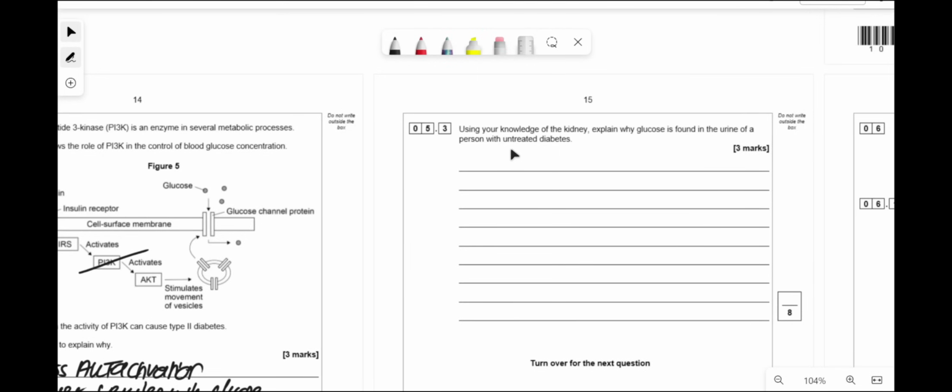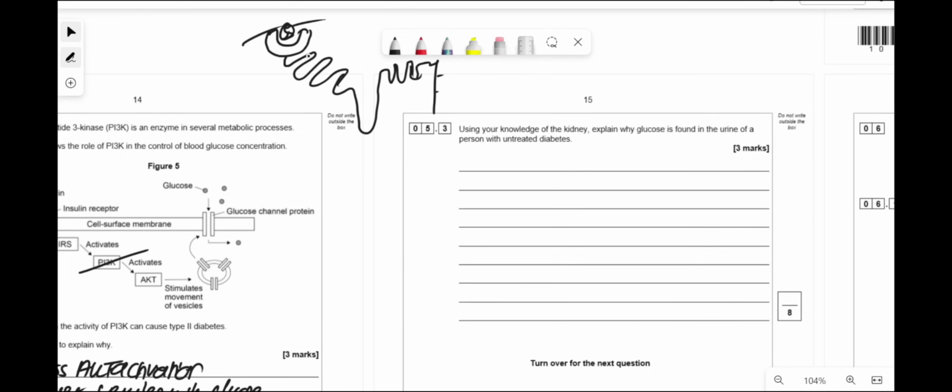Okay, so using your knowledge of the kidney, explain why glucose is found in the urine of a person with untreated diabetes. So just as a quick reminder, you've got your Bowman's capsule and your glomerulus and all of that kind of stuff. You've got your proximal convoluted tubule, your loop of Henle, and then you've got your distal convoluted tubule and your collecting duct. So what happens is you've got ultrafiltration happening here, and then along the length of this, you have selective reabsorption. So you squeeze out absolutely everything except big proteins and blood cells. So you're including glucose. It goes into the Bowman's capsule, down the proximal convoluted tubule.